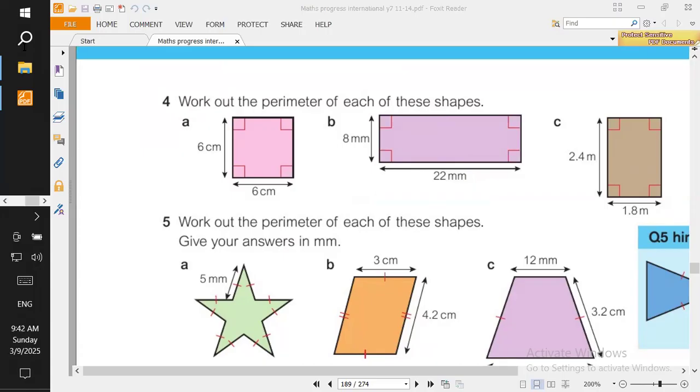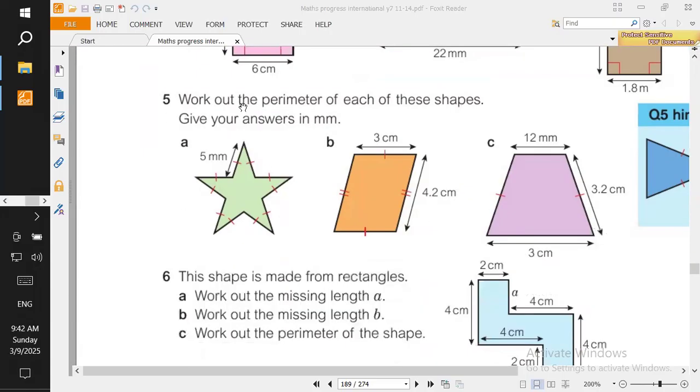Now let's move on to the next question. Work out the perimeter of each shape. Same idea. All of them are regular. It means sides are equal.